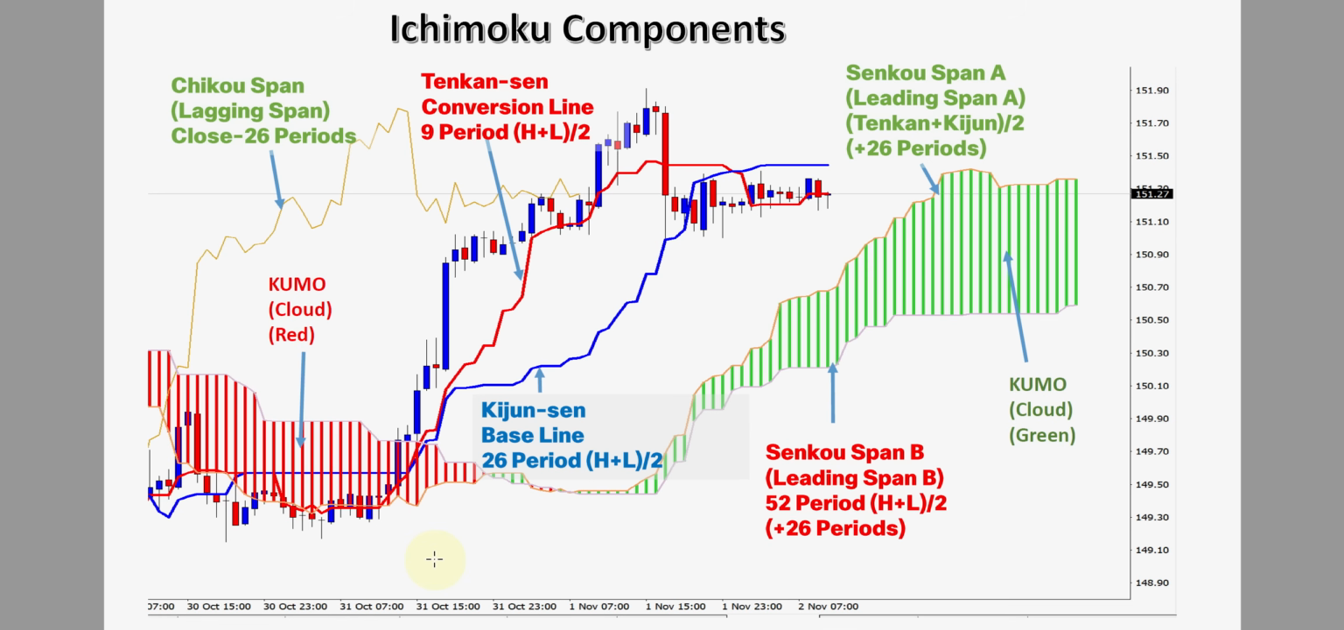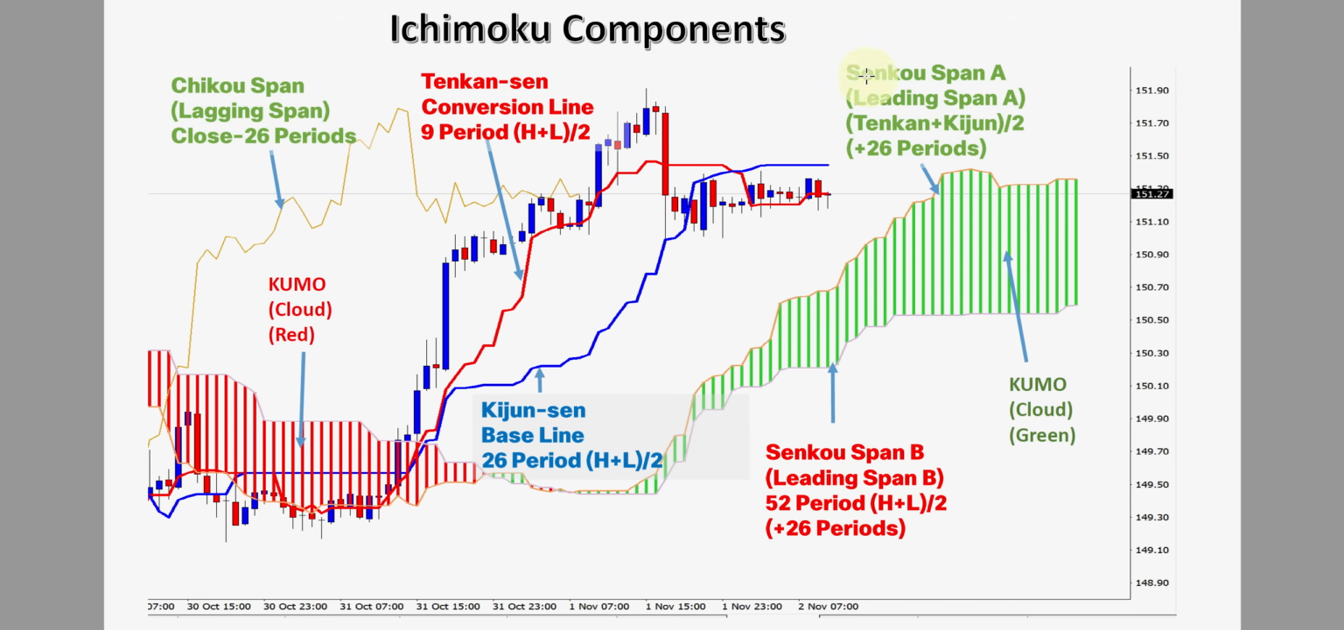These are the components of Ichimoku. The first one is called the Tenkan-sen, the conversion line. That's the English word for it. The second one is the Kijun-sen, the baseline. That's the English word for it. The third one is the Chikou span, or the lagging span.